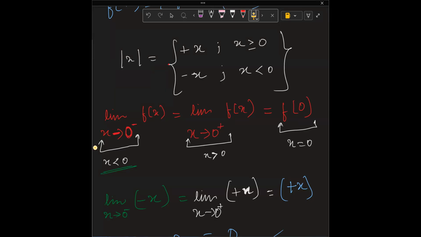Okay. So for this, your function is minus of x. Why is this minus of x? Because at x less than 0, you have your corresponding function value that is minus of x. And similarly for RHL, and similarly for f equals to 0. अब समझ आया ये?